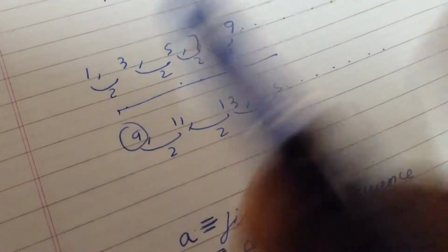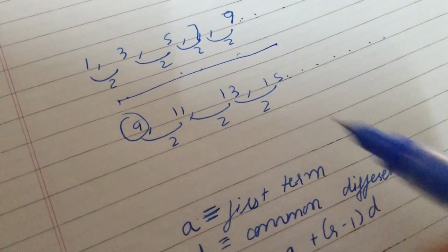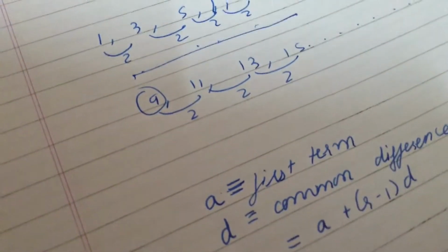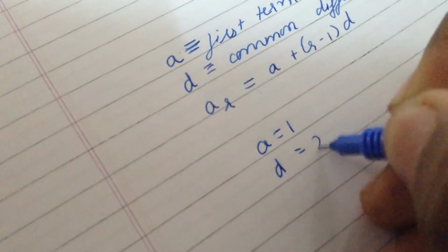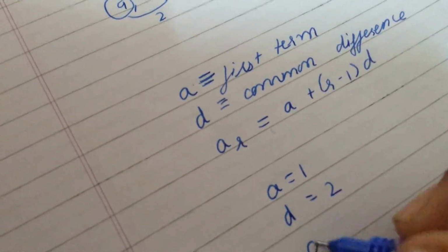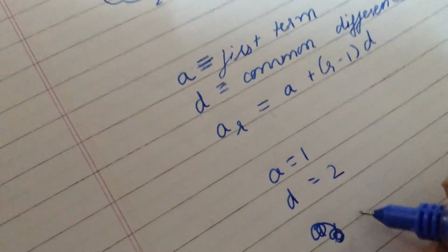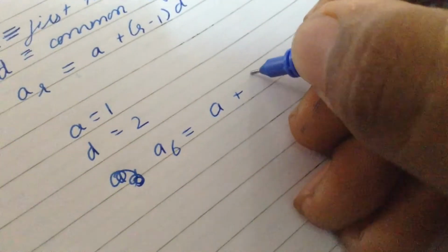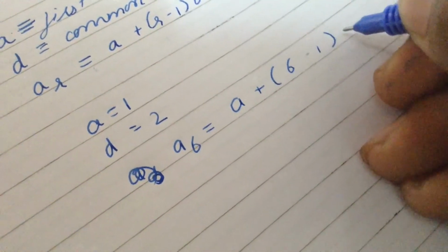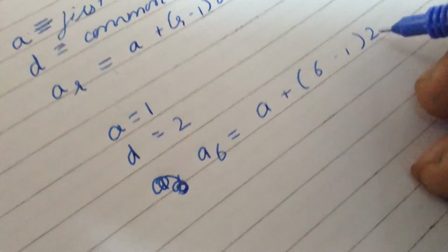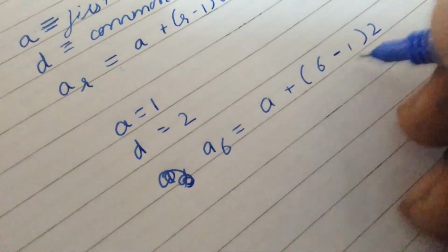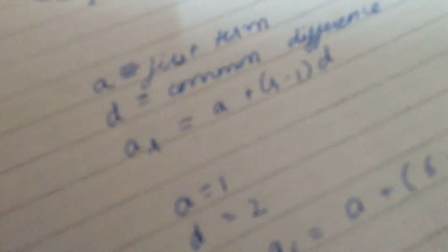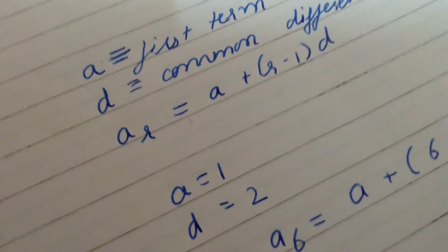So let's take this AP. The first term A is 1, so we will write A is equal to 1. And the difference is 2, so we will write D is equal to 2. Then we will write a general term. Let's say we want to find the sixth term. Then A6 is equal to A plus (6 minus 1) into 2. And if you want to know how we wrote this equation, just refer to this formula: AR is equal to A plus (R minus 1) into D.